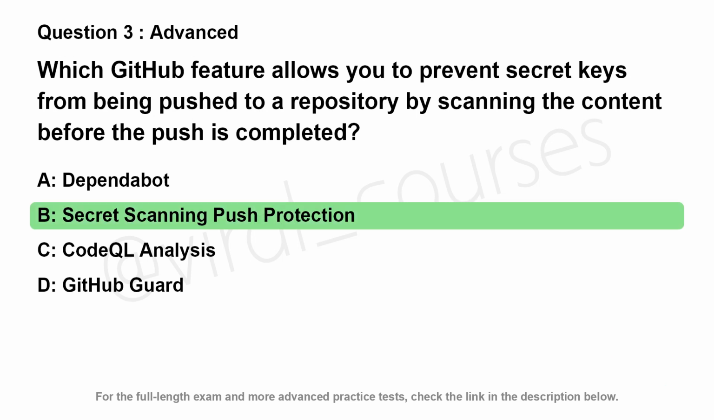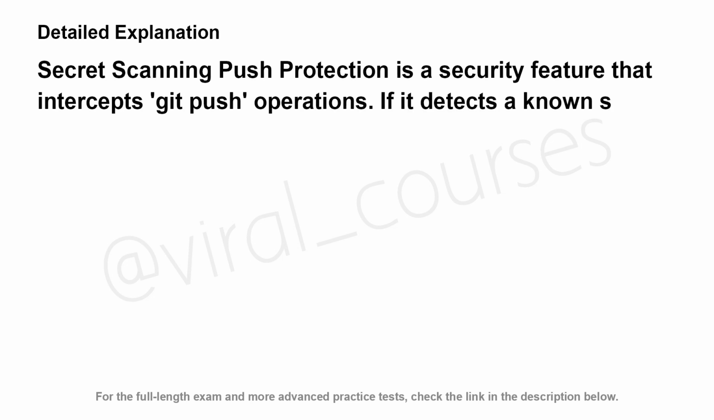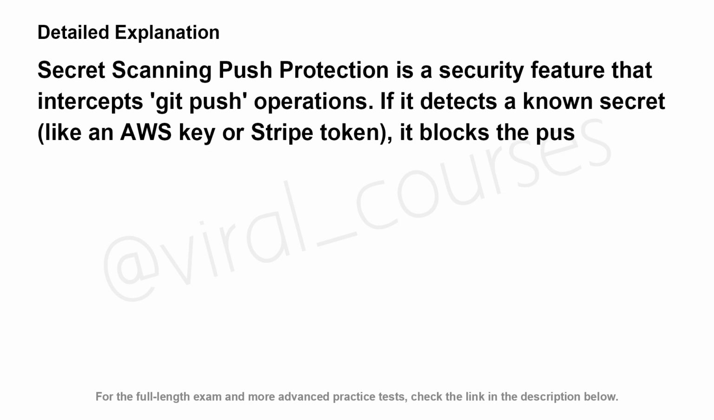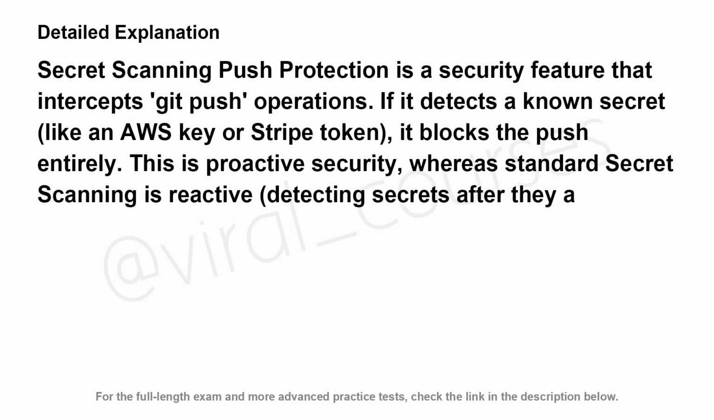The correct answer is B. Secret scanning push protection is a security feature that intercepts Git push operations. If it detects a known secret, like an AWS key or Stripe token, it blocks the push entirely. This is proactive security, whereas standard secret scanning is reactive, detecting secrets after they are already in the history.